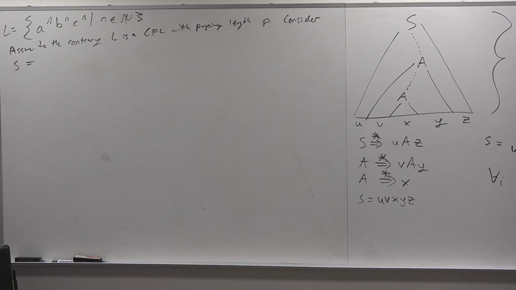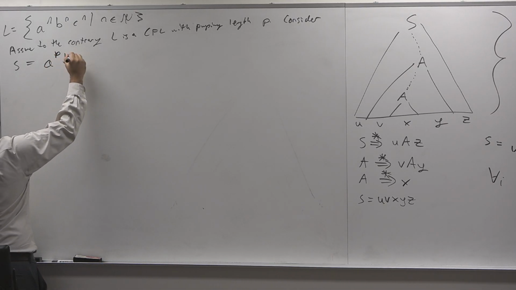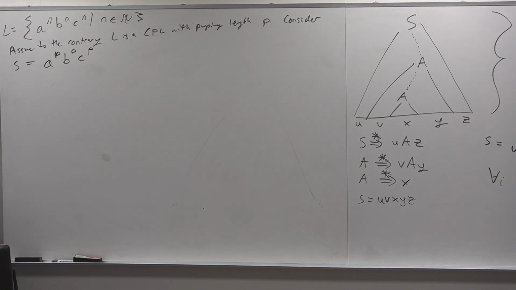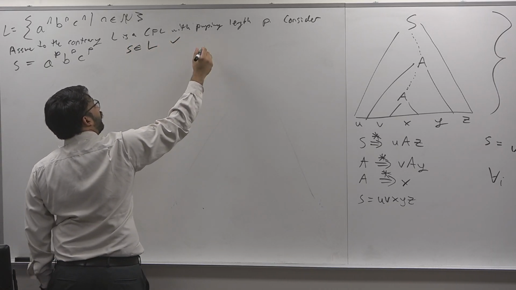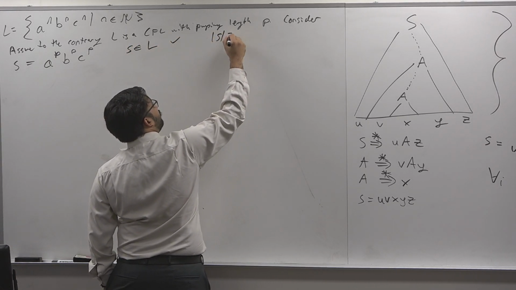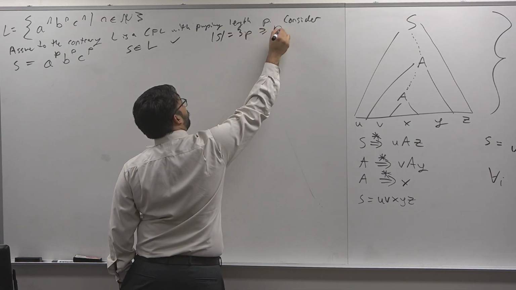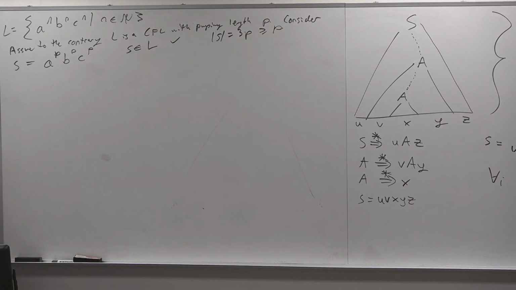If you recall the proof for A to the n, B to the n, what did we choose our S to be? Oh, right. A to the P, B to the P, C to the P. Yes. You don't yet know that string is going to work, but it's a pretty good choice, right? Why? First off, confirm for yourself that S is an element of L. Okay, good. And also confirm that the length of S is equal to 3P, which exceeds P. We're good. It's long enough.